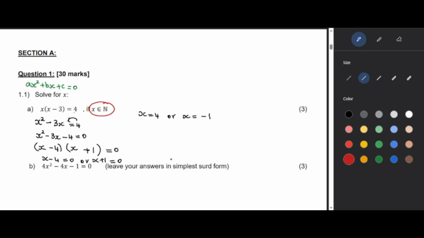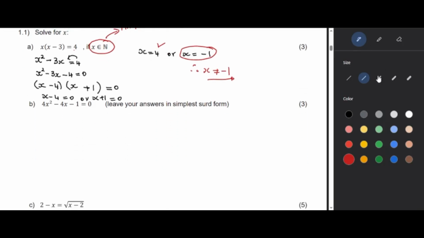So natural numbers are all the positive integers. So now you need to decide what is the value of x. We don't need this guy, therefore x must not be negative, so x must not be equal to 1. We'll only accept x to be equal to 4. Let's move to the next question.